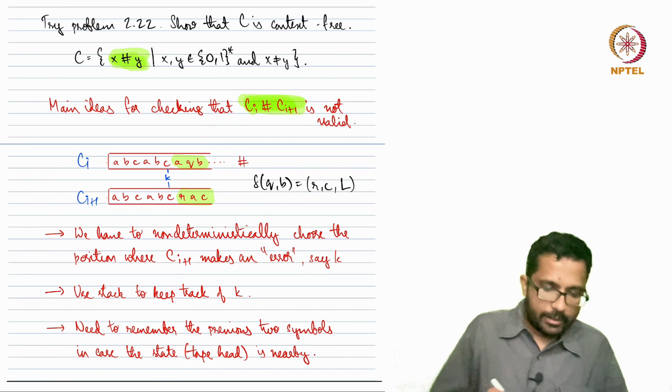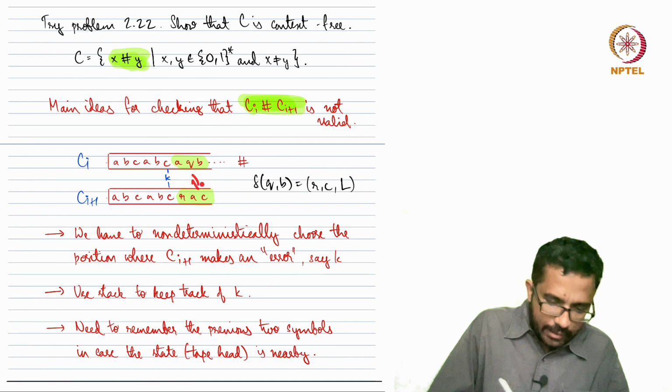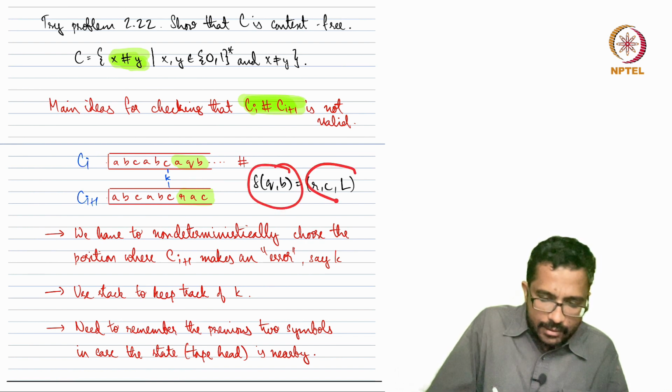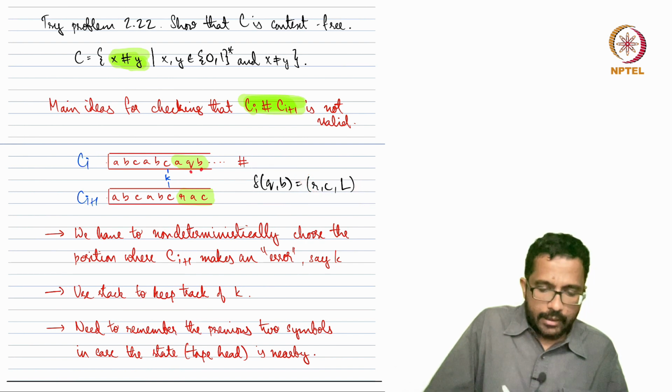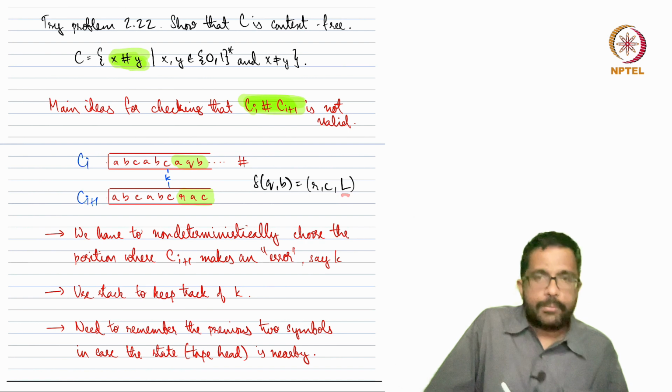We need to remember more symbols because this transition that I have written here happens when delta(Q, B) is (R, C, L), meaning here the state is Q, the head is pointing at B, and the move is that the state goes to R, B is overwritten by the symbol C, and then the head moves one step to the left, right?